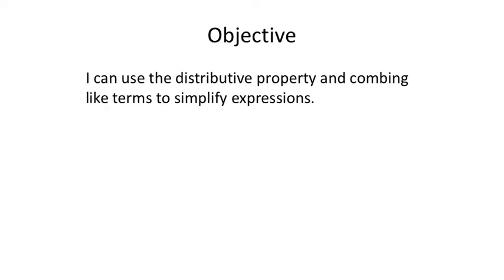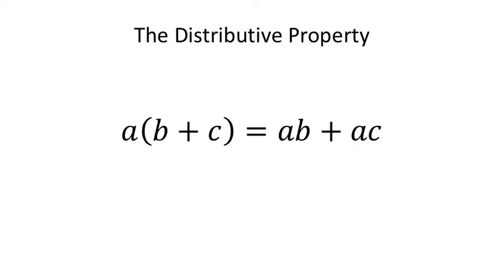All right, there's our objective. I can use the distributive property in combining like terms to simplify expressions. Now we've already seen combining like terms just like we did on the bell work, but the distributive property is a little bit new for us, so we'll take a look at that too. All right, the distributive property, just so you understand, in the order of operations, pretty much lines up with multiplication, okay? So if you ever see the distributive property, it is telling you to multiply.